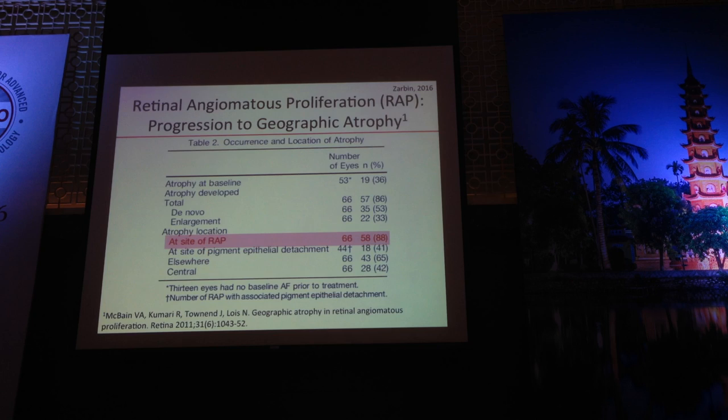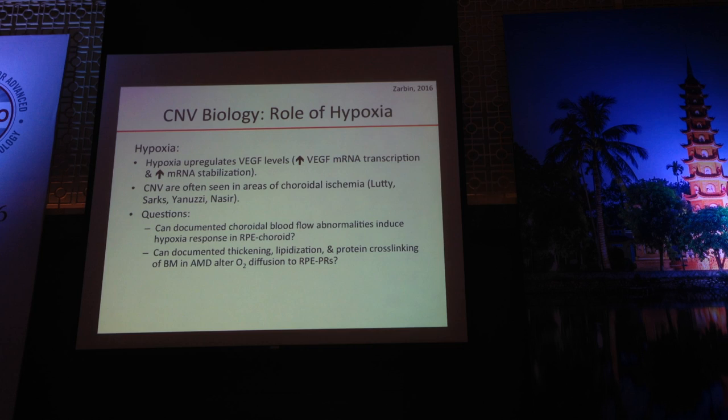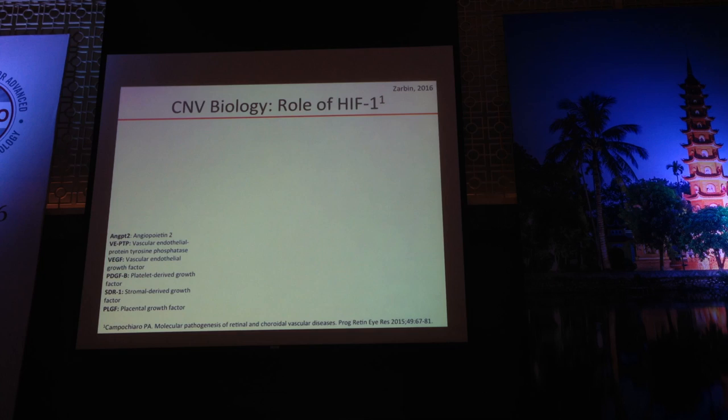Now you can imagine that a lot of what I've been talking about is related to hypoxia. You probably all know that hypoxia increases VEGF levels, both by increasing VEGF mRNA transcription and by stabilizing VEGF mRNA. And as you now know, choroidal vessels usually develop in the areas of choroidal ischemia. What we don't know is if the choroidal blood flow abnormalities actually do lead to hypoxia, which would increase VEGF production, or perhaps if the changes in Bruch's membrane could lead to nutrient diffusion abnormalities that precipitate the production of VEGF. Hypoxia-inducible factor 1, though, probably plays a very important role.